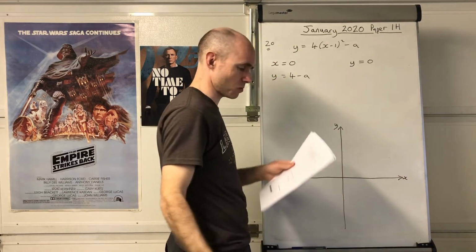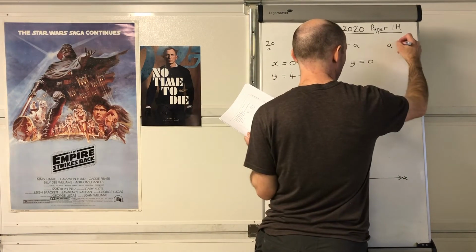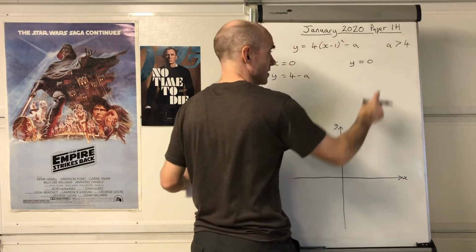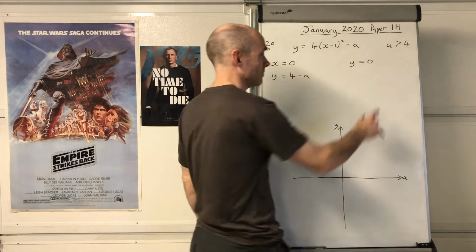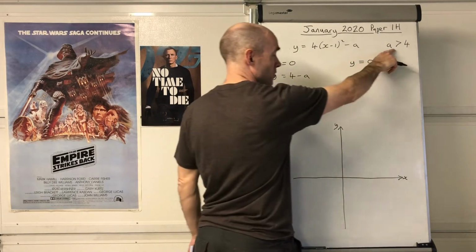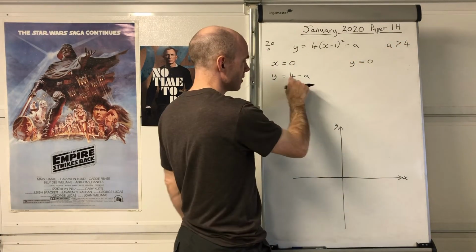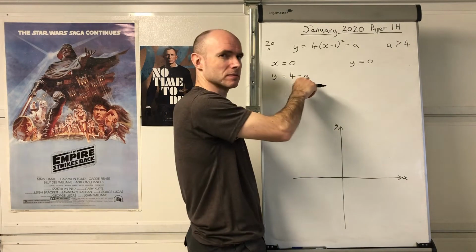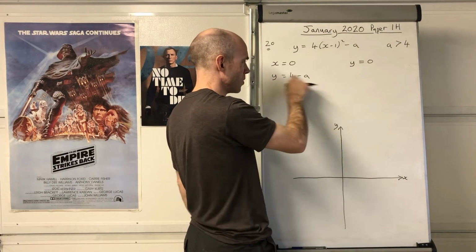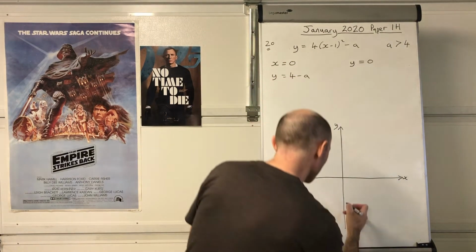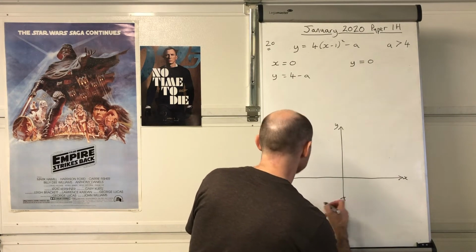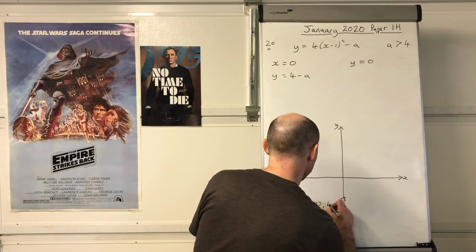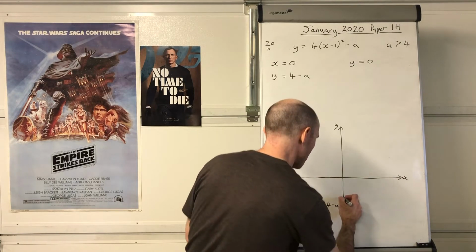Now, do you see in the question where it says a is greater than 4? What that means is just pick any number, 5, 10, doesn't matter what it is, just a number that's greater than 4, okay? So if you do choose, for example, a is 10, 4 subtract 10, that's negative, isn't it? So this y coordinate's going to be negative, so your y-intercept is somewhere down there. So that's going to be 0, 4 minus a. So that's 1 point plotted.